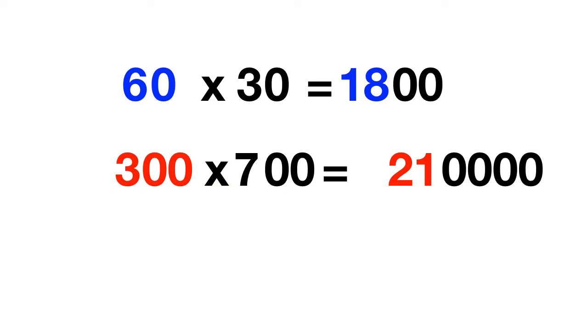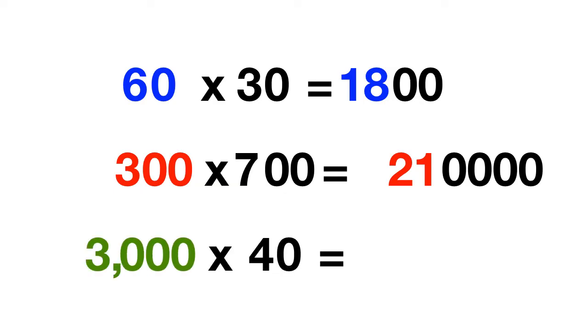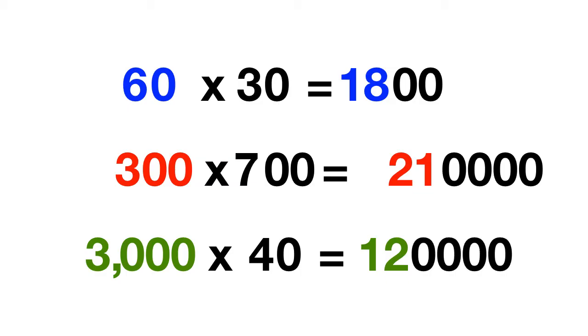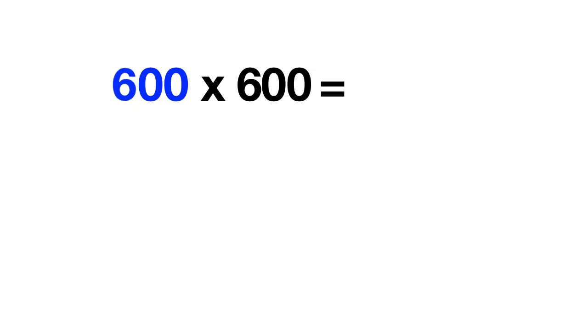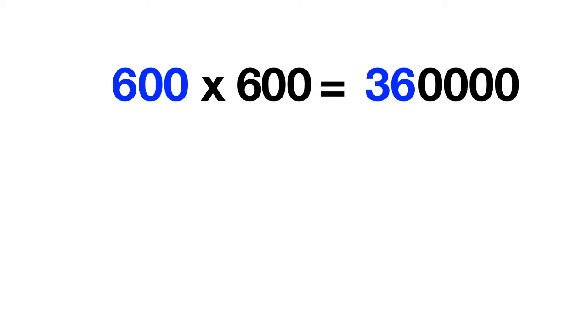Solve for 3,000 times 40. Well, 3 times 4 gives you 12, and then we see 3 zeros and 1 more is 4 zeros, so we need to add 4 zeros to our answer. Let's look at some more. Solve for 600 times 600. Well, 6 times 6 is 36, and then we see 4 zeros, so we add 4 zeros to our answer.